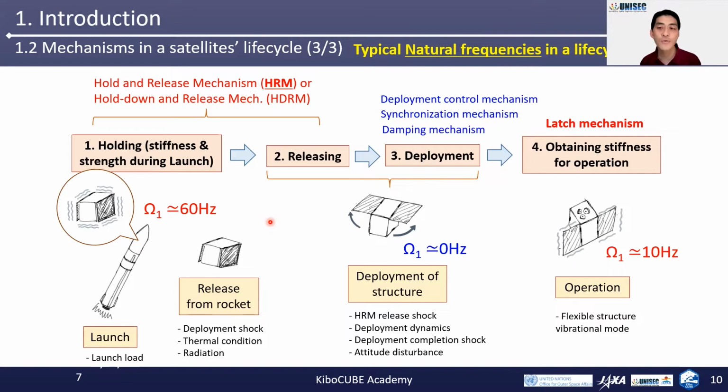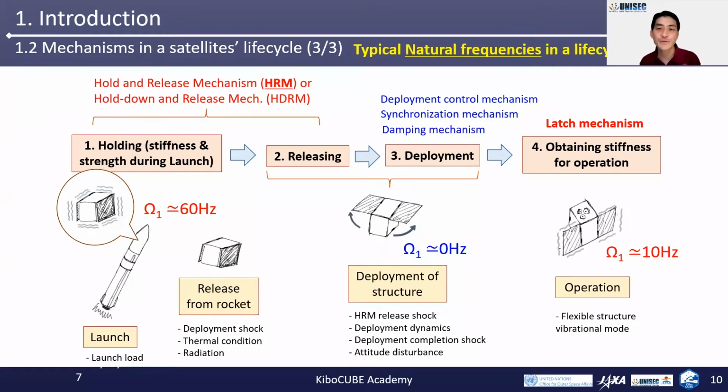Then once the holding mechanism is released, for example, the structure starts to deploy. It is almost a rigid body movement. Thus, the natural frequency of the structure during the deploying motion is almost 0 Hz. So the release causes a drastic change of the natural frequency from about 60 Hz to 0 Hz. Usually, holding and releasing are realized by one mechanism. So this is often called a hold and release mechanism, abbreviated HRM or HDRM.